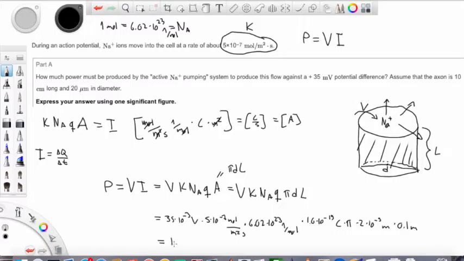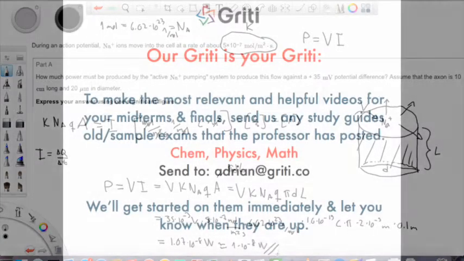And that gives 1.07 times 10 to the minus 8 watts, which is about 1 times 10 to the minus 8 watts.